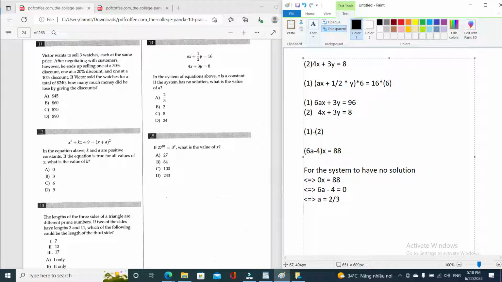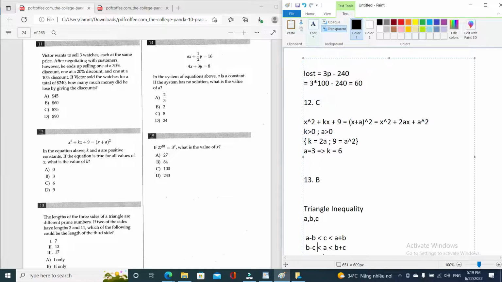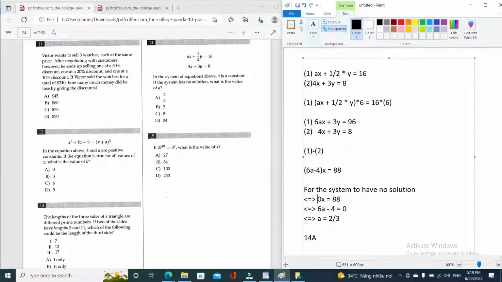So 14 is a. 14 is a, and let's try 15. So that's a solution for 14.